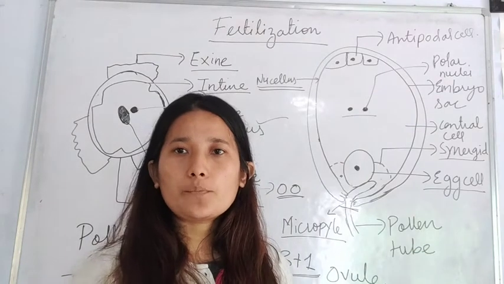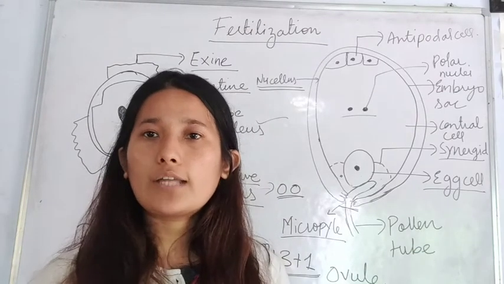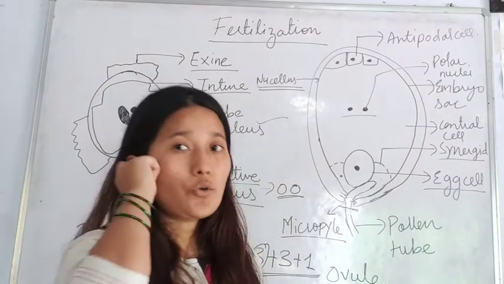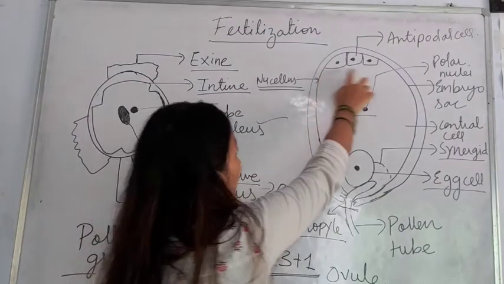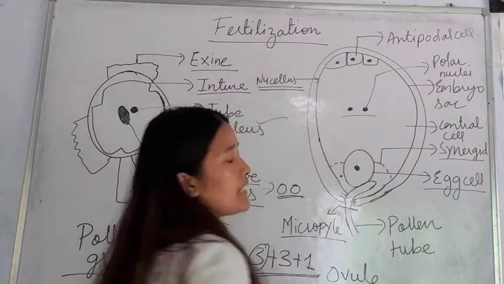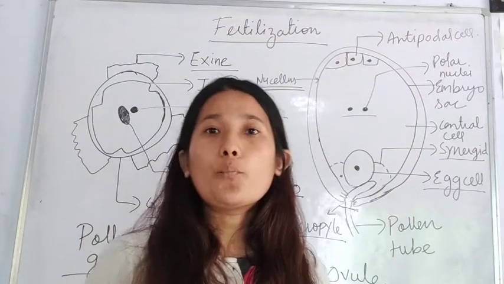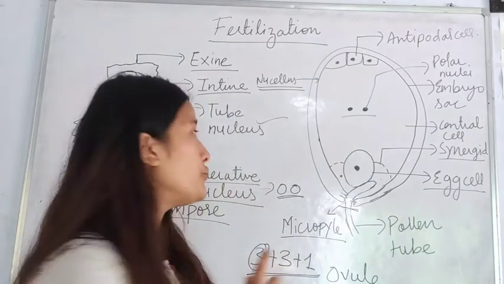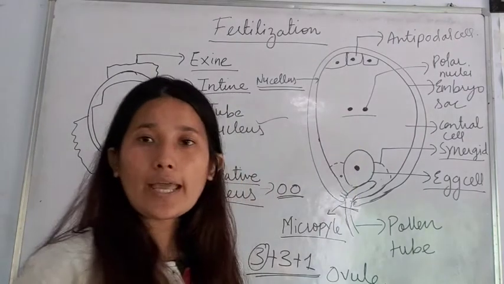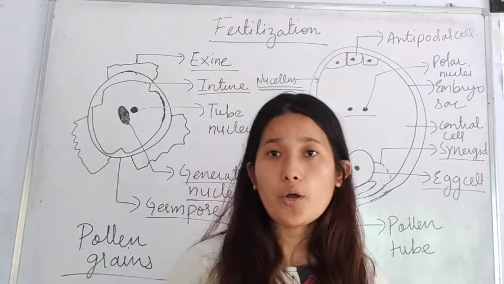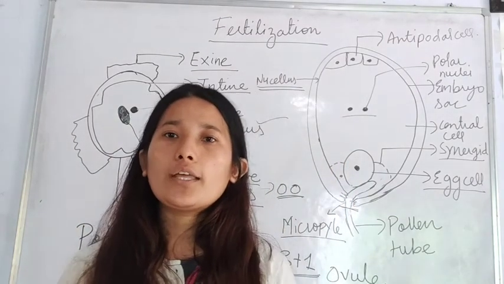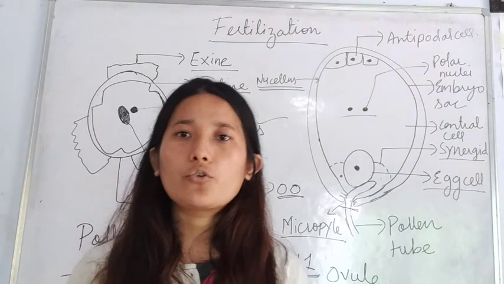Now the function of antipodal cells is also similar to that of the nucellus. It also provides nourishment to the embryo. And you have one large central cell. Inside that large central cell you have the polar nuclei. The other sperm nucleus is going to fuse with the polar nuclei, thus forming the endosperm. Endosperm is going to provide food for the growing embryo, or growing zygote.